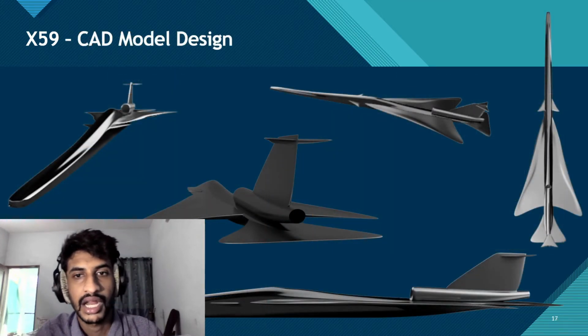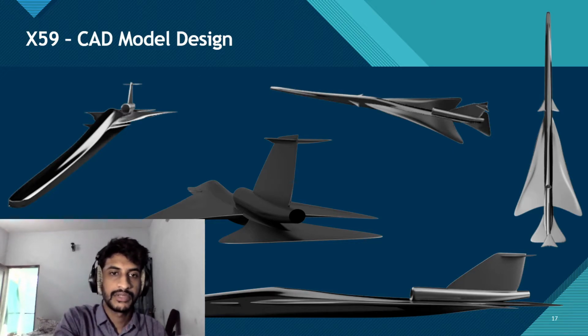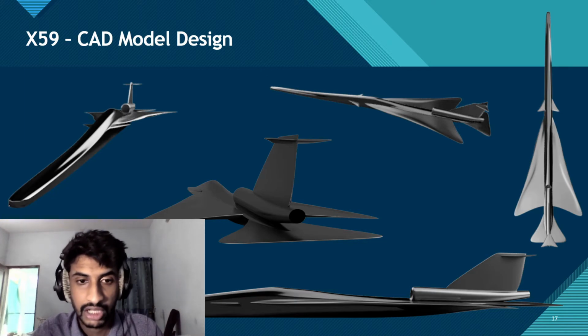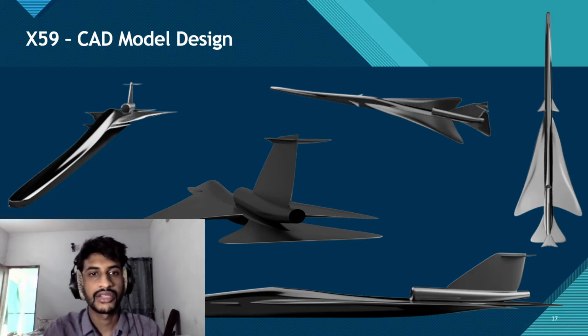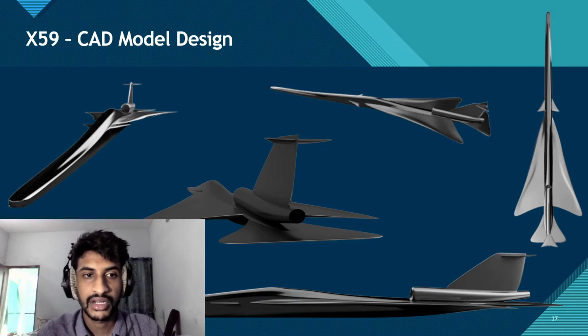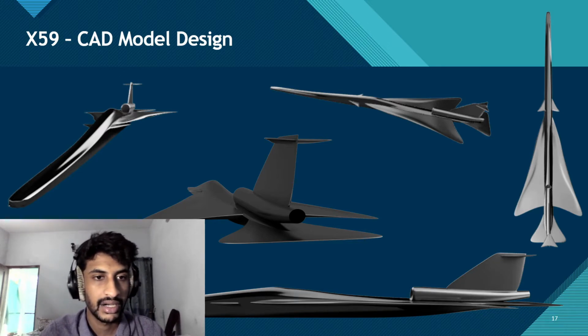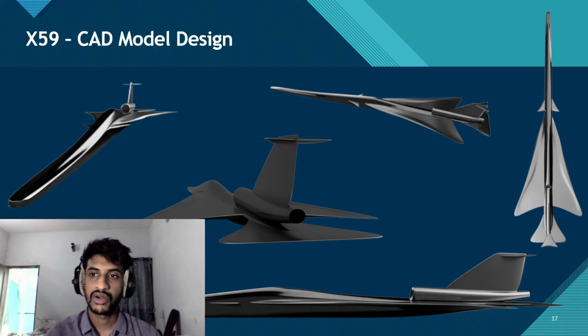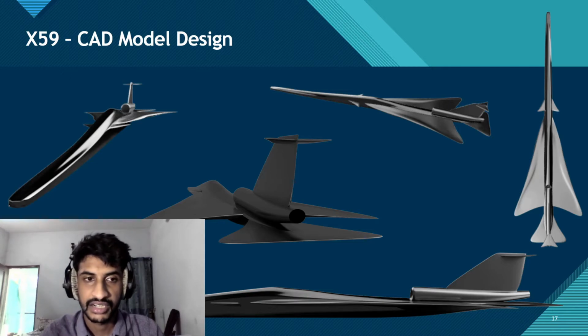Now the X-59 CAD model design. This is the basic CAD model design, which was designed and modeled by me in the CAD software Fusion 360. While designing it, I realized the different parts of the aircraft and why there is such a long boom. The design is made in such a way that the energy created by the sonic boom is circulated around the body of the aircraft.